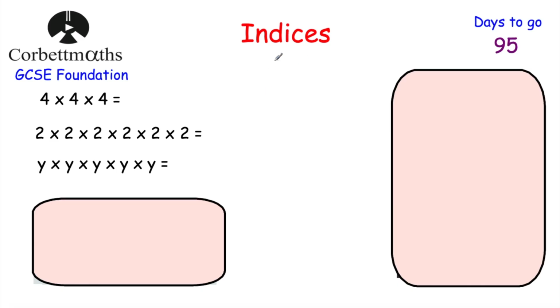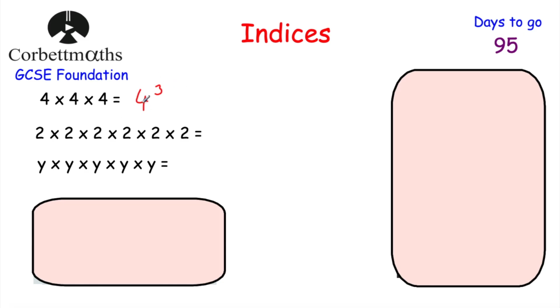So today's topic is indices, and remember yesterday we looked at squaring and cubing. So we've looked at powers when the power is 2 and when the power is 3, so when we're squaring something or cubing something. Here, if you had 4 multiplied by 4 multiplied by 4, that's equal to 4 cubed, because you're multiplying 4 by itself and by itself again. You've got 3 4s multiplied together. And if you were to work that out, that's equal to 64.